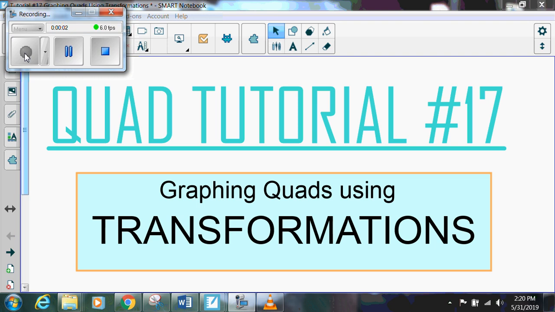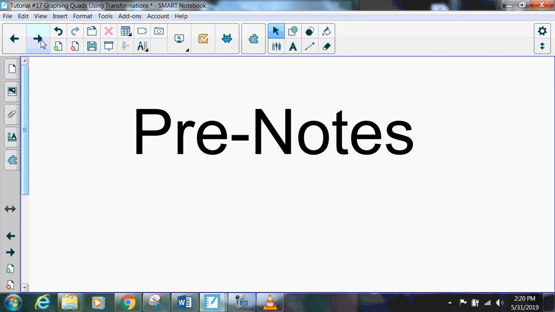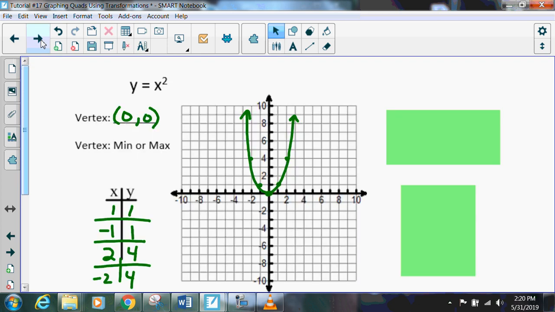Okay, here we go. Quad tutorial number 17, graphing quads using transformations. So a quick little pre-note like we did last tutorial. I want us to look at what we call our parent function for quadratics. Y equals x squared is our parent function. And there are some truths to this parent function that we need to observe. First of all, the vertex is located right there on the origin.